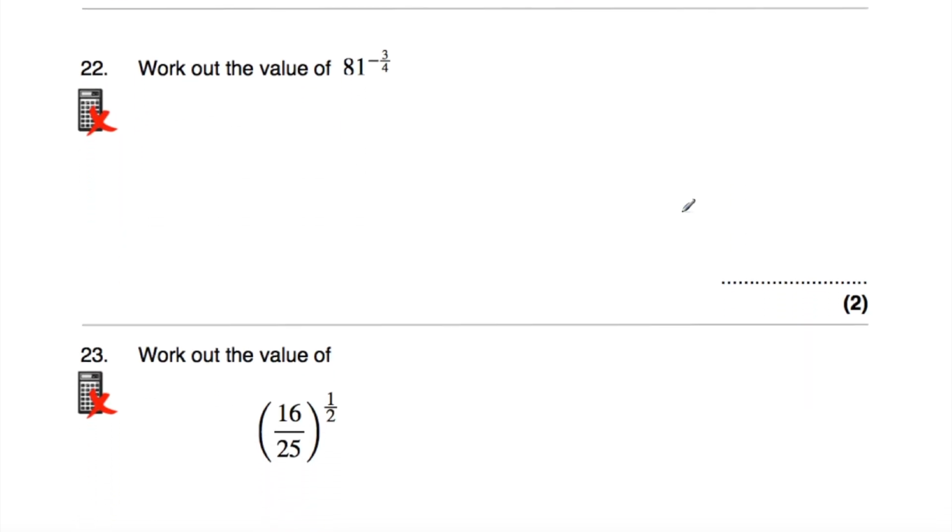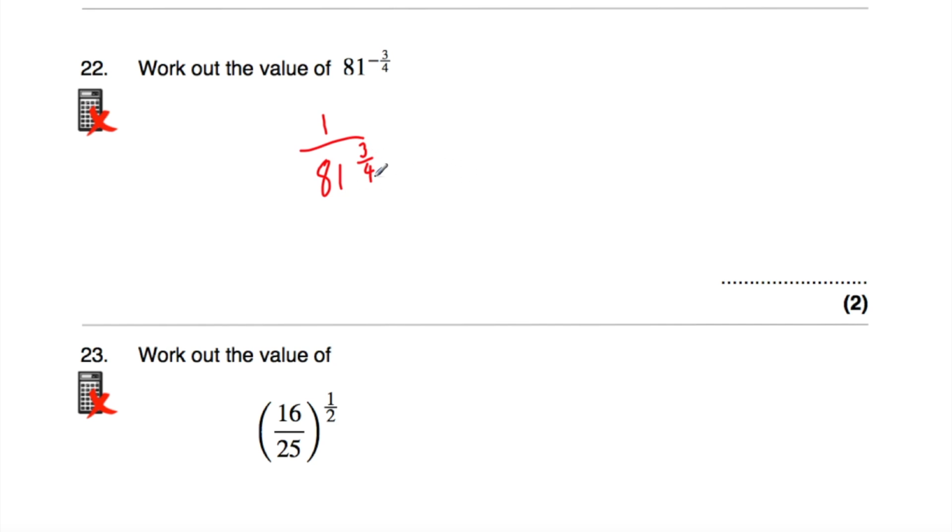Okay, let's look at our next question, question number 22. We've been asked to work out the value of 81 to the power of minus 3/4. So here again, we've got a negative fractional power. So let's get rid of the negative power by doing 1 over the positive power, 1 over 81 to the power of 3/4. Now we just need to work out what 81 to the power of 3/4 would be.